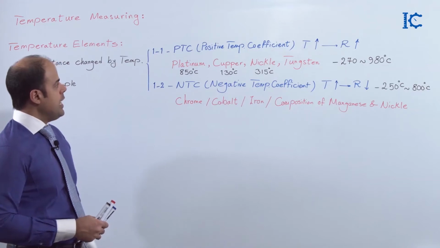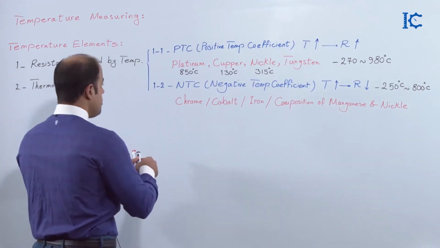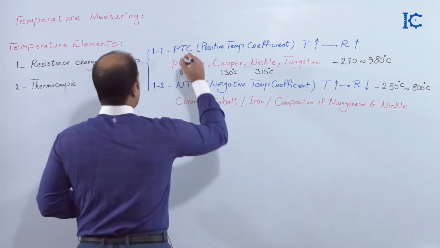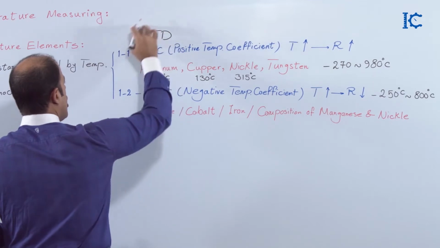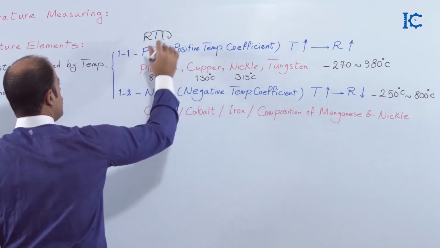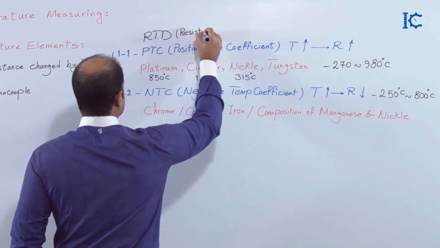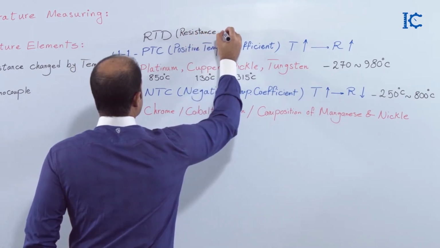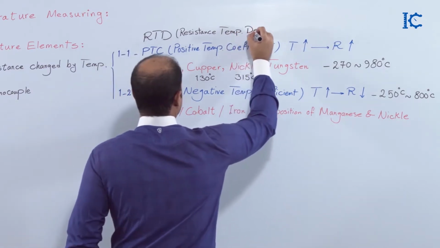The commercial name for PTC is RTD. Let me just write it with black color. So RTD is the commercial name for PTC, which stands for resistance temperature detector.